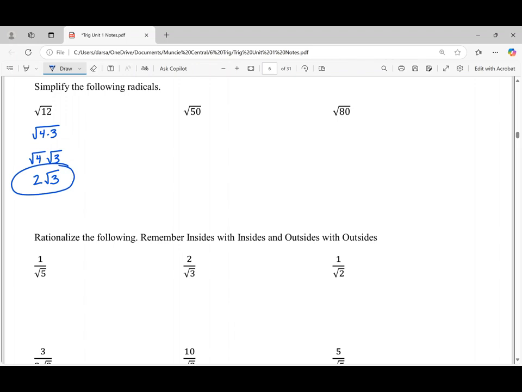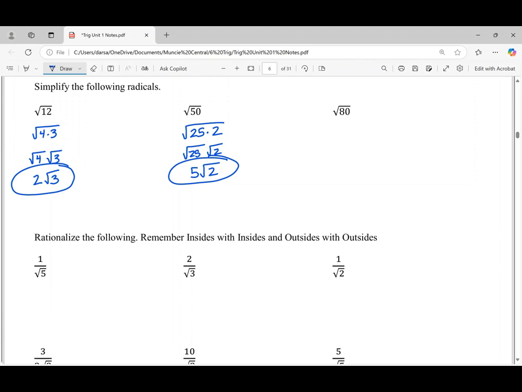Let's think about the number 50. Again, 5 and 10 multiply to 50, but I can't take the square root of either of those. But I can take the square root of 25, and 50 is 25 times 2. So I think of this as the square root of 25 times the square root of 2. What is the square root of 25? That's 5. So the 5 gets to come out of the square root and the 2 stays in. So 50 will simplify to 5 square root of 2.